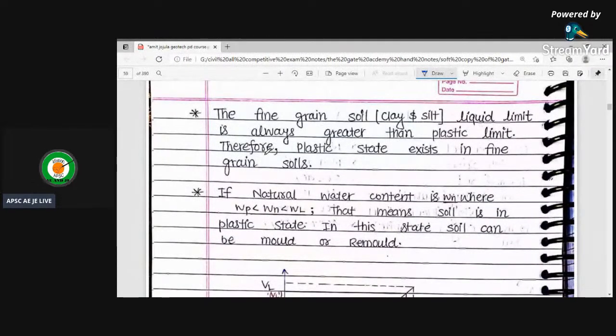That means after attaining the plastic state, if we add more water, then the soil loses its minimum shear strength, and when it loses the minimum shear strength, the soil will fail, and it is about to flow, meaning it will try to move a little.